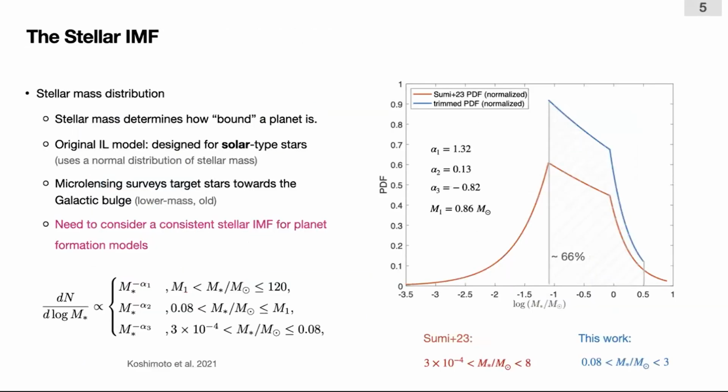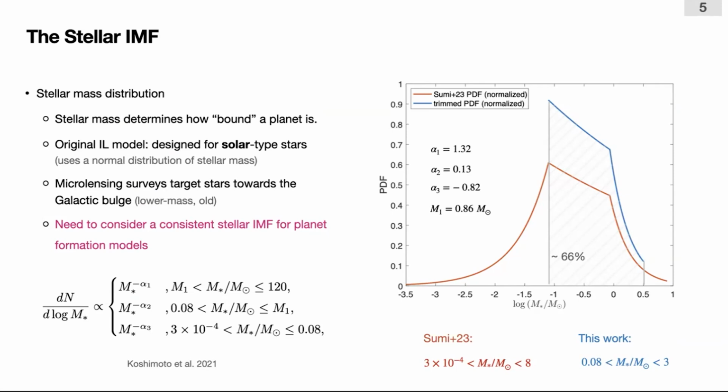Now, since we're talking about ejecting planets, the stellar mass is an important factor we should consider, because it determines how tightly bound a planet is and how easily it can be ejected. The original Ida-Lin model is designed for solar type stars and uses a Gaussian distribution of stellar mass given a center. You can input any value for the center, but the microlensing survey targets stars towards the galactic bulge. These are typically lower mass stars and they're older. So in order to make a fair comparison with the microlensing results, we need to consider a consistent stellar initial mass function for our planet formation models.